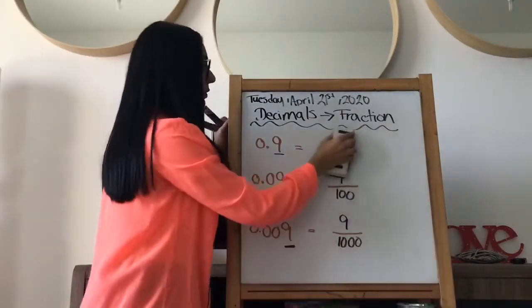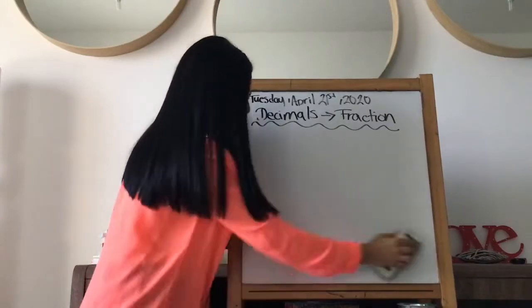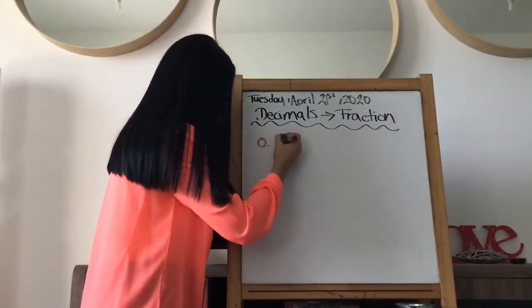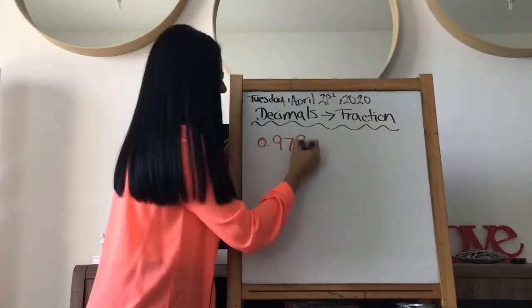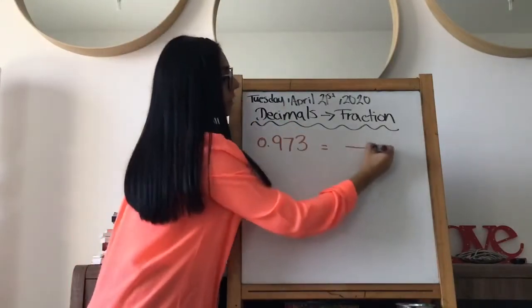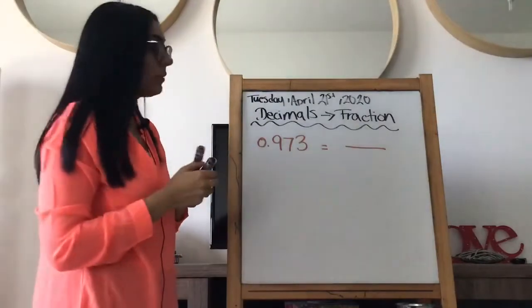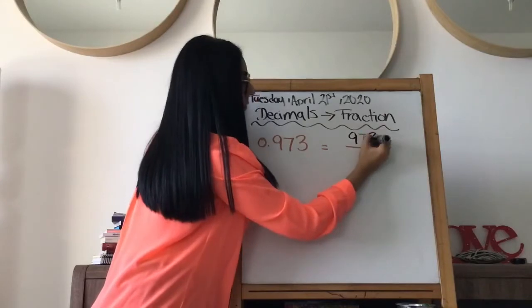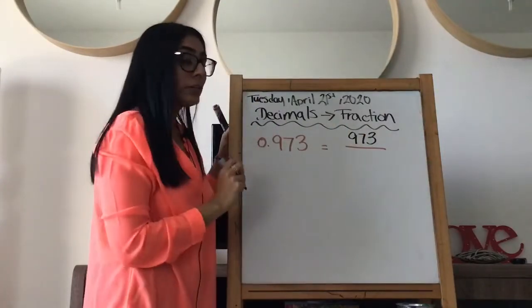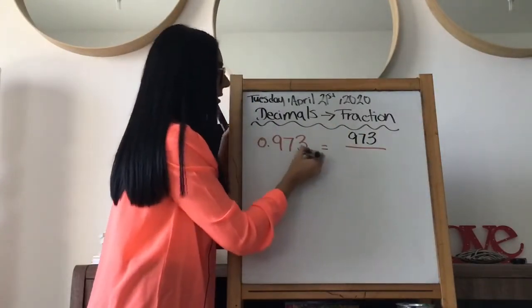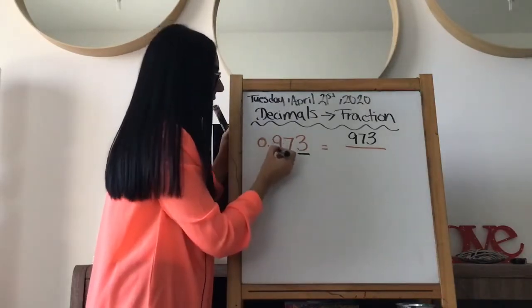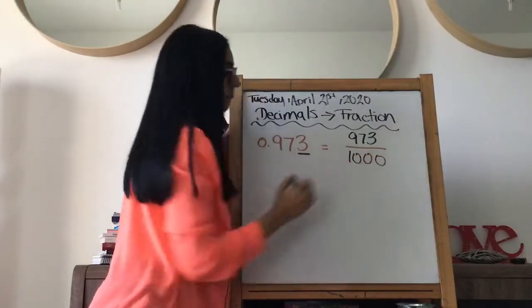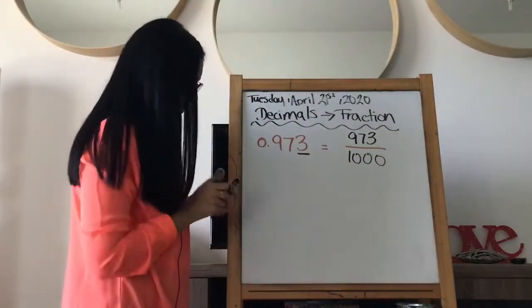Let's do a few more before we go the other way around. Let's see, if I've got 0.973, what would this be as a fraction? Again, step 1, you just take your whole number and put it as your numerator. Then to find out your denominator, you just look at the last place value. So decimal, I've got tenths, hundredths, thousandths. Excellent. Right, easy enough. Let's do one more.